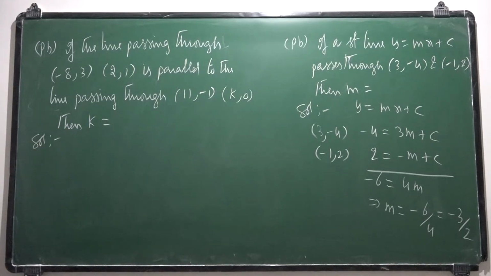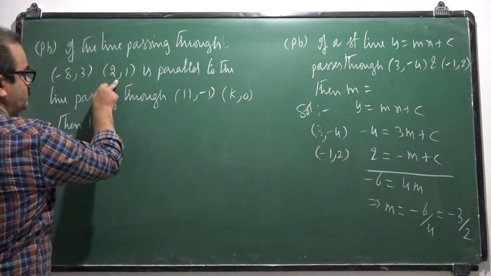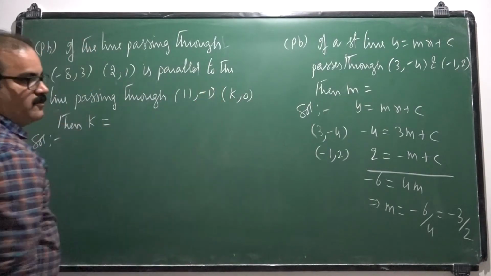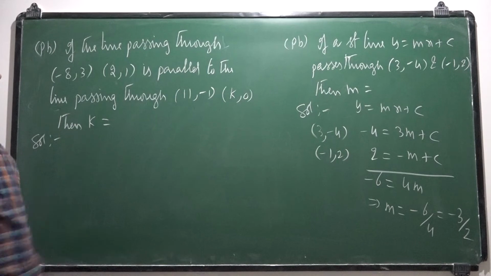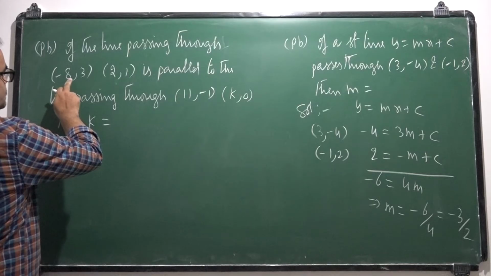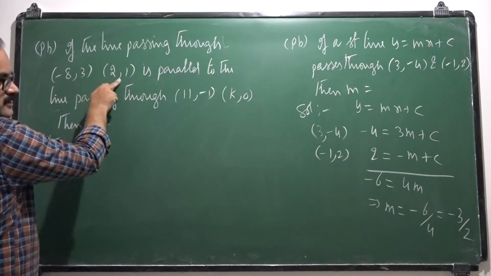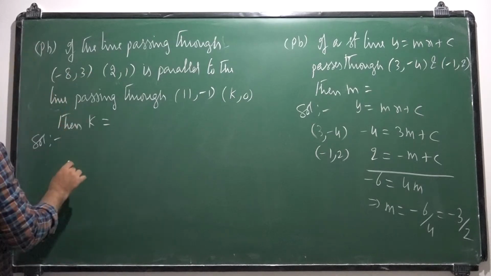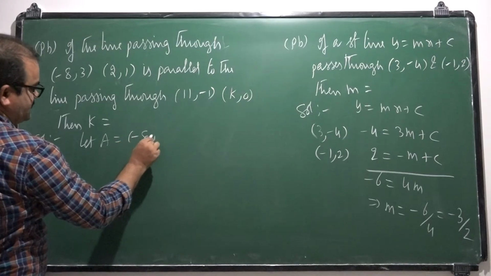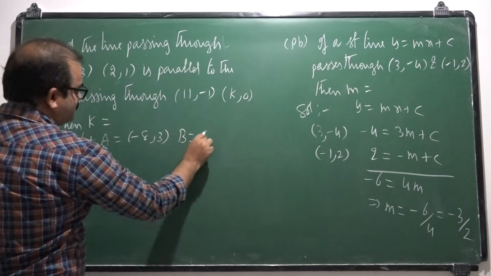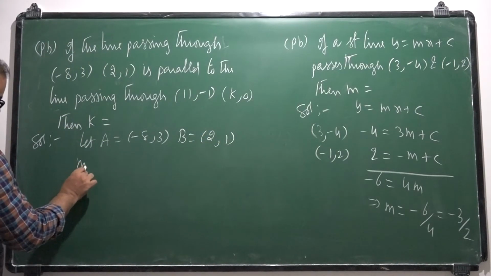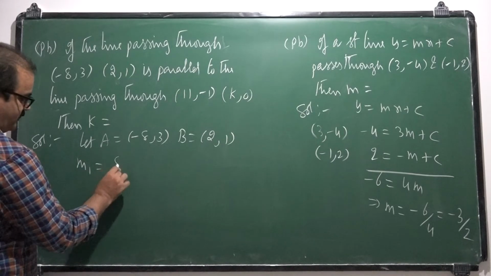First read the problem. If the line passing through these 2 points is parallel to the line passing through these 2 points, then find k value. How to find k value? First we find the slope of the line passing through these 2 points. Let the points be A and B. Let A be (-8, 3), B be (2, 1). Let the slope of AB be M1.